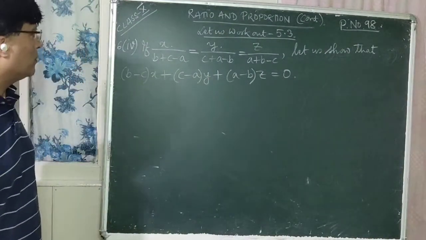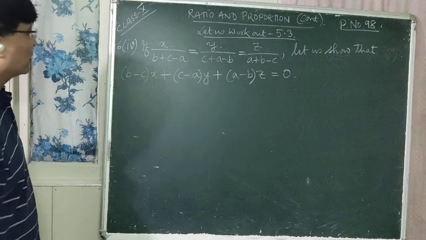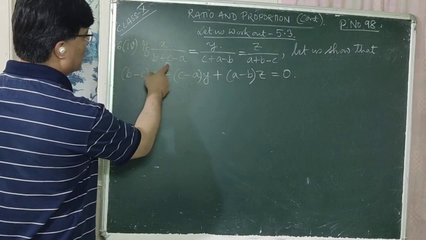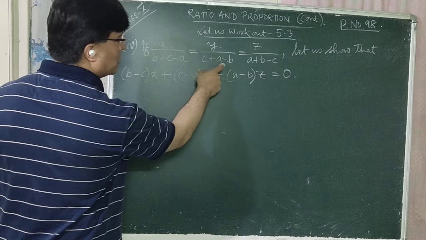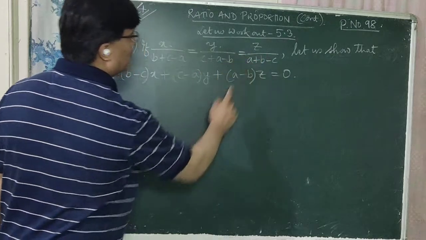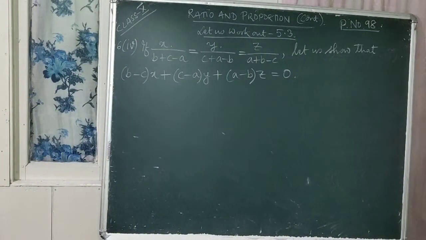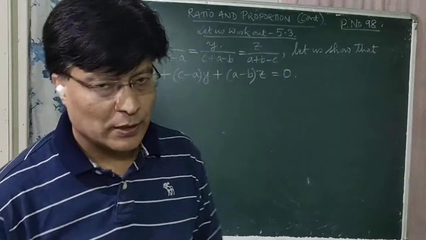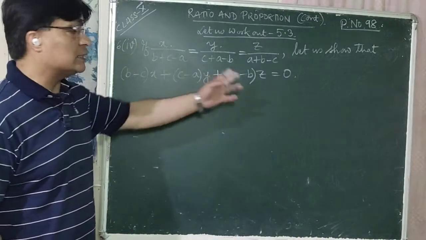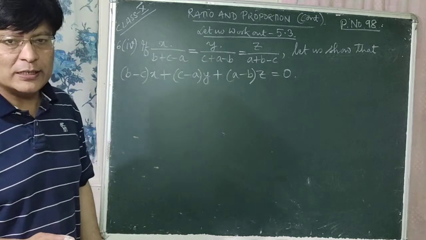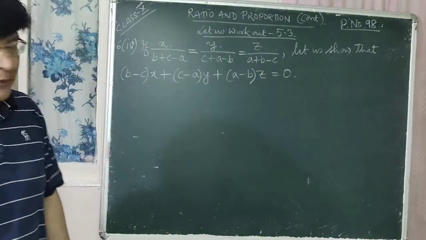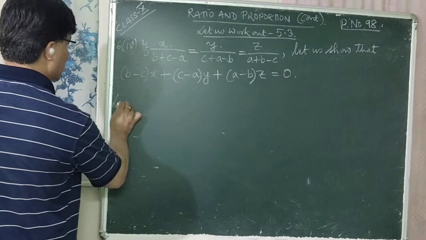So now we will do the next question, that is 6 number 4. If x upon b plus c minus a is equal to y upon c plus a minus b is equal to z upon a plus b minus c, let us prove that b minus c into x plus c minus a into y plus a minus b into z is equal to 0. So let us prove this left hand side is equal to 0 from given. In this case also you can use the k method. So let us assume given is equal to k.